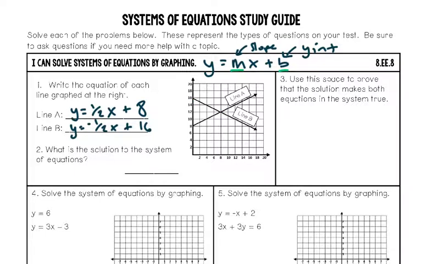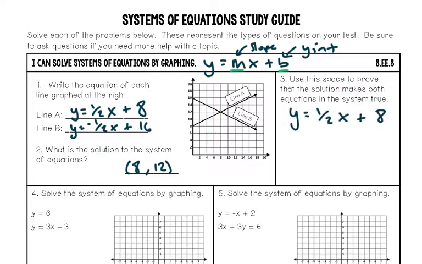Now the question number 2, it says, what's the solution to the system of equations? A solution to a system is where they intersect. It's the point that they cross at. So you always write your points as x comma y. And since it's going over on the x-axis to 8 and then up to 12, the solution would be 8, 12.